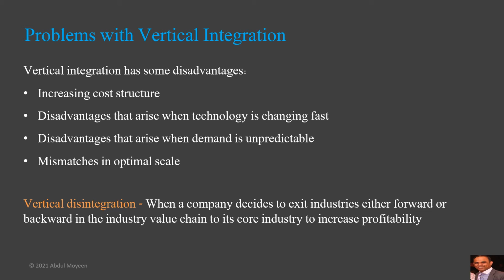Another disadvantage arises from demand unpredictability. Vertical integration can be risky when demand is unpredictable because it is hard to manage the volume or flow of products along the value added chain. If I take an example of this ice cream company, if ice cream products have a seasonal demand fluctuation, so in the summertime we have more demand for ice cream, in the winter time is less demand for ice cream.